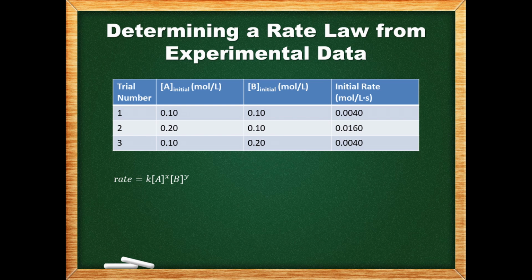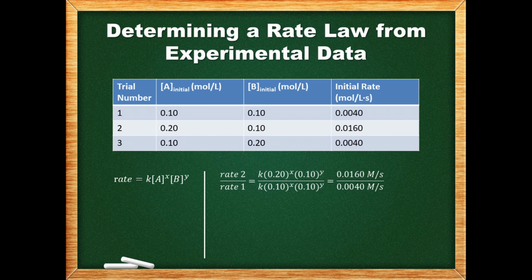We can demonstrate the relationship between the change in concentrations and the change in rate mathematically by setting up a ratio of the rate laws for the two trials like this. We make the correct cancellations and are left with 2 to the power of x is equal to 4. This means that x is equal to 2. Now we can find y.